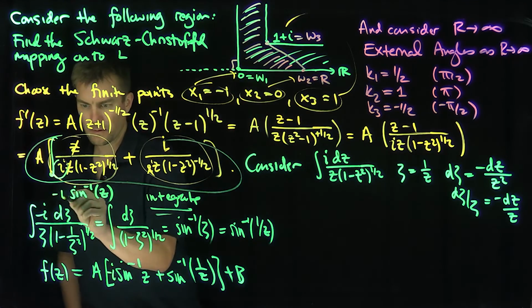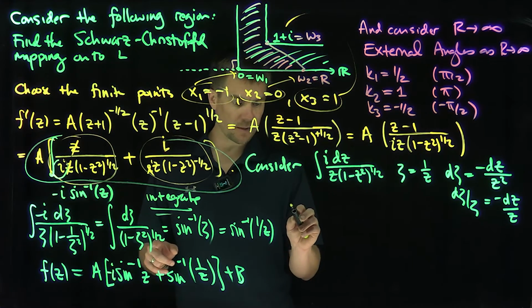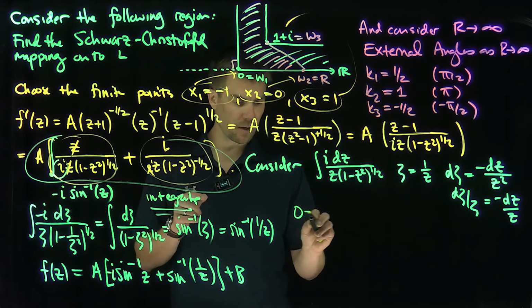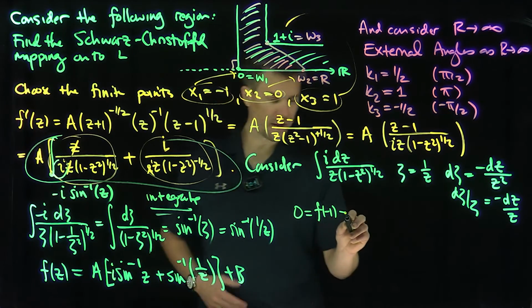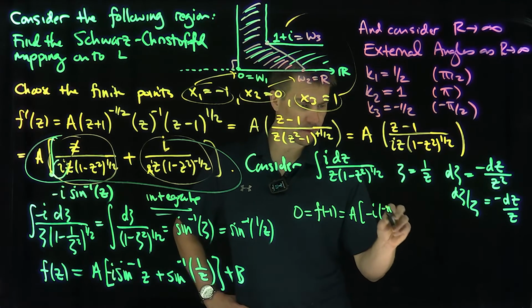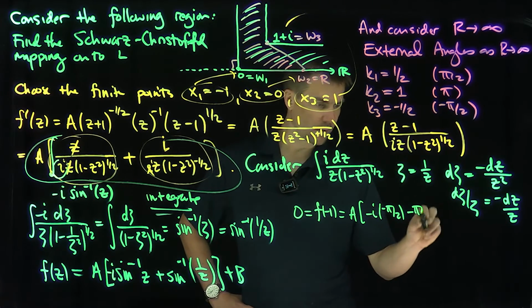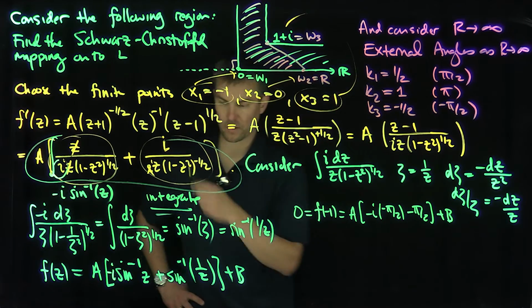With a negative i. Okay, good. So now let me plug in -1. If I plug in -1, -1 gets mapped to 0. So 0 has to be equal to f of -1. And f of -1 is a times negative i, negative pi over 2, plus b, because the sine inverse of -1 is negative pi over 2.